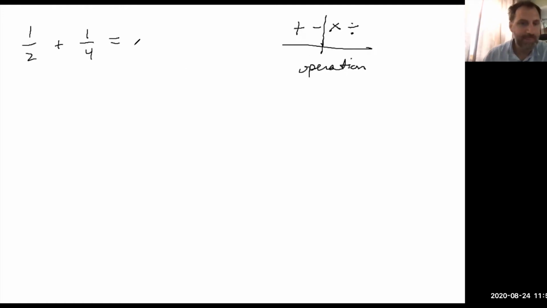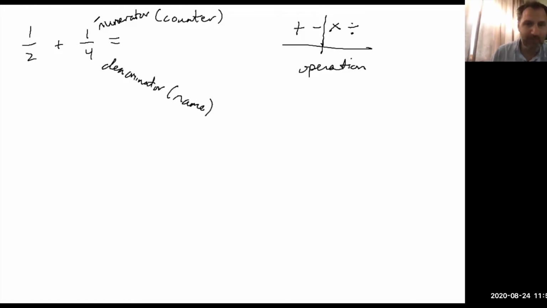So if I want to add a half and a fourth, the problem is that I'm not talking about the same thing. What I would point out is that this top number, the fancy word is numerator, that's just a counter. That says how many are there. And the bottom number is denominator. That's the fancy word for name.